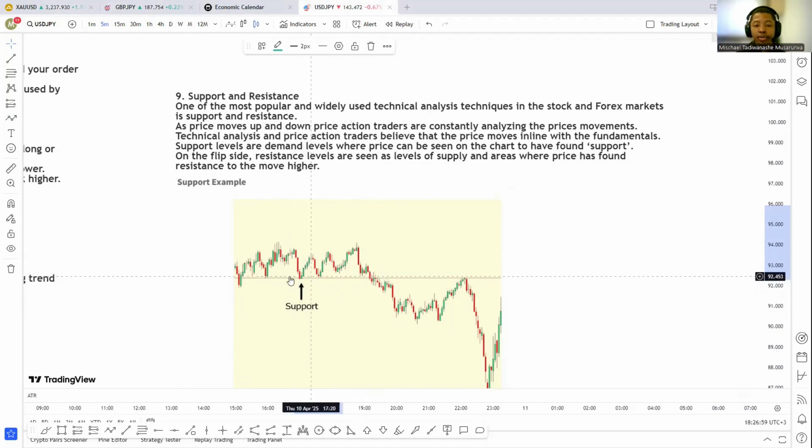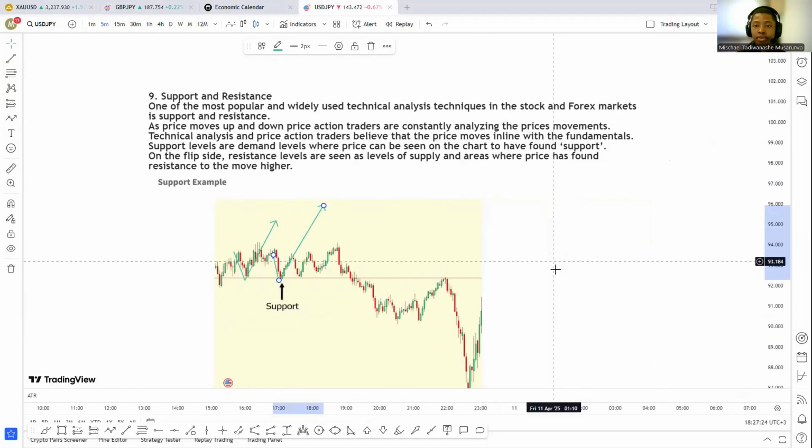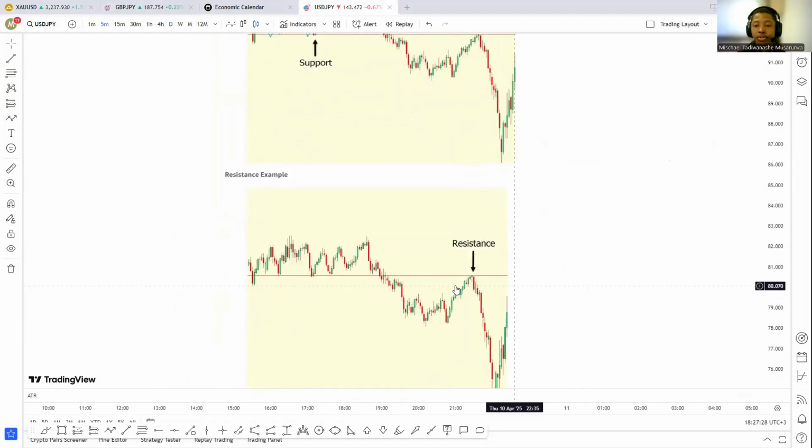So this level, at first it was a support level, making these little spikes, these little V's going up. And then when price broke out, it came to a retest and then started going back down, making this support level also a resistance level. This is resistance right here. I just used the same screenshot to show you that a support level can also be a resistance level.